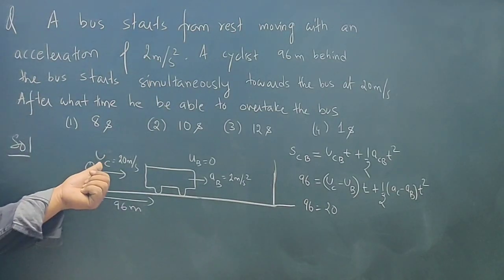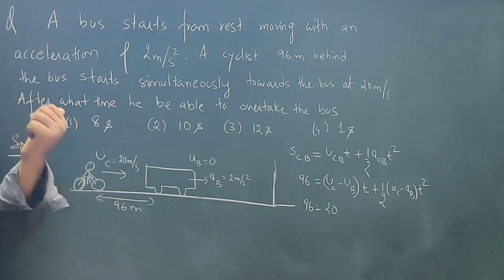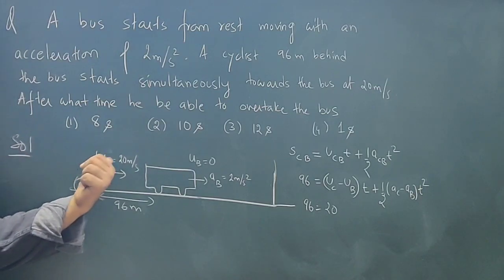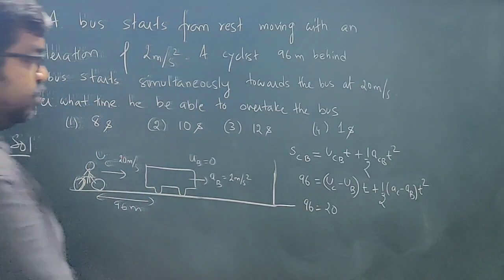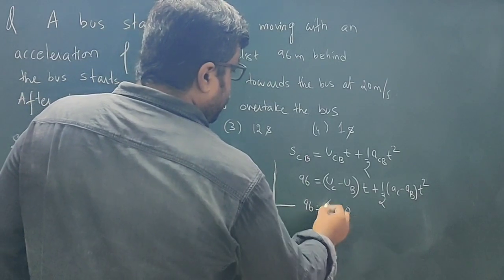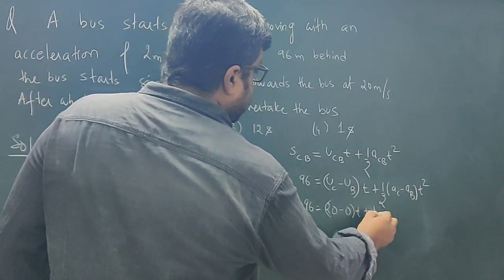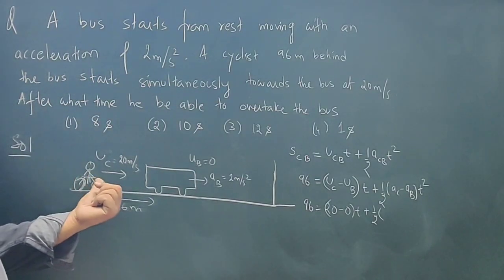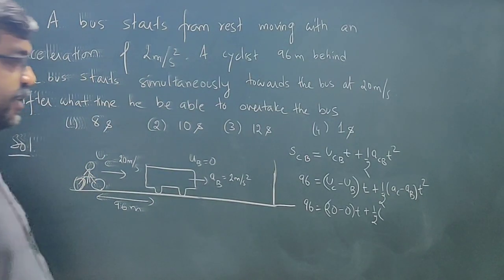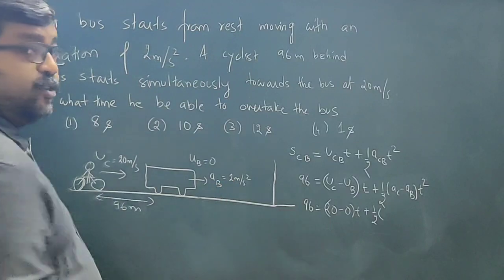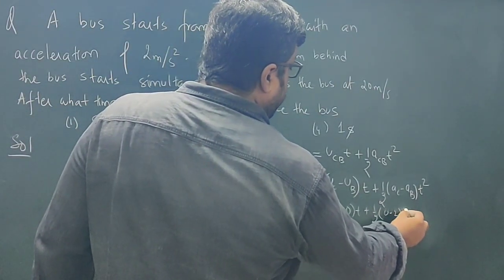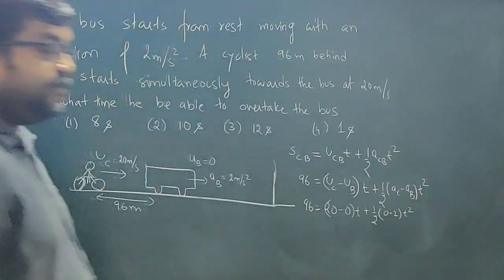This is the speed of the cyclist. The cyclist is moving with constant speed. So I can write this as, this is UC, this is UB. So 20 minus 0 into T plus half, what is AC? Acceleration of the cyclist is 0. The cyclist is not accelerating. The bus is accelerating with 2 meter per second square. So 0 minus 2 t square.